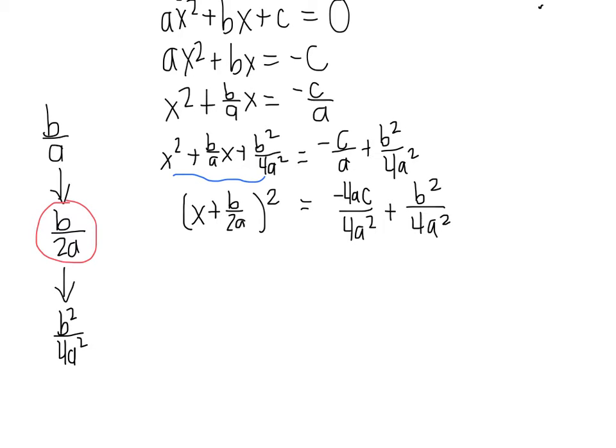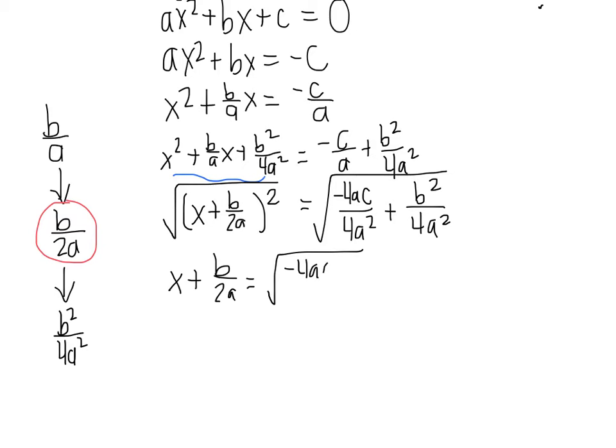Now the next step in completing the square is to square root. So we're going to square root both sides here. When we square root everything on the left, the squared goes away and we're just left with x plus b over 2a. On the right, we are going to first start by combining these fractions and getting negative 4ac plus b squared all over 4a squared. Since they had common denominators, we can add.